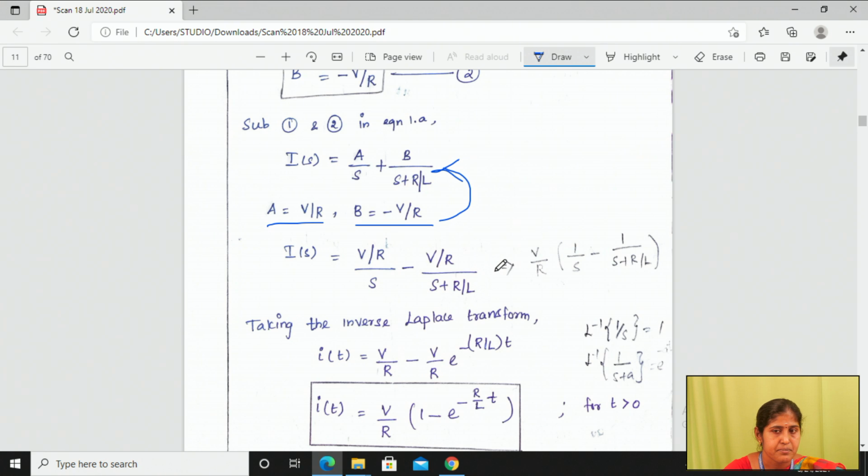Is it clear? Yes. So through this also we can take the V by R common. Okay. So V by R into 1 by s, after taking the V by R outside, we can get V by R into 1 by s minus 1 by s plus R by L. Okay. So this is your final I of s.